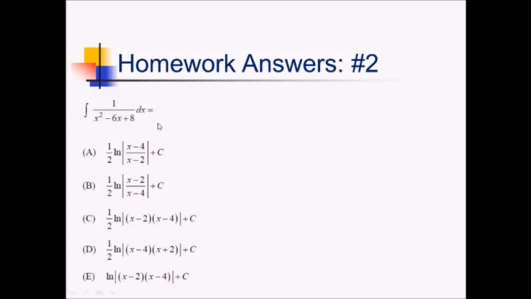Since there aren't really a whole lot of other things I can do here, my last resort is to use partial fractions. So I'm going to start by factoring this denominator to see if I have unique linear factors. This factors into x minus 2 and x minus 4. And then I'm going to split that up into A over x minus 2 plus B over x minus 4. Now I'm going to multiply everything by x minus 2 times x minus 4, on both sides of the equation.